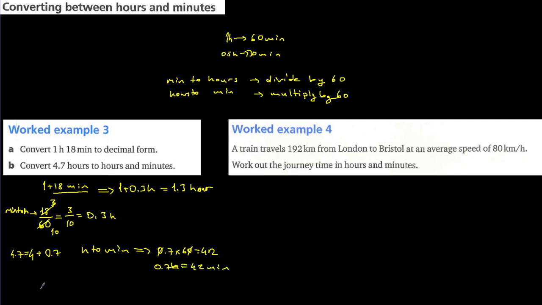So 4.7 hour is going to be equal to 4 plus 0.7 hour, which is equal to 42 minutes. I'm sorry. And so it is equal to 4 hours and 42 minutes. Okay, let's continue with this exercise.